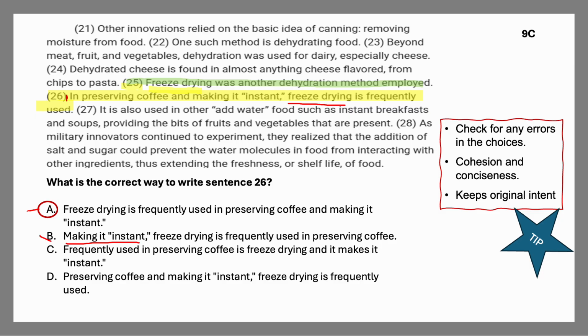And so it's almost kind of changing the overall intent. Same thing with C: frequently used in preserving coffee is freeze drying, and it makes it instant. It's getting lost in this sentence when it's not the main ordeal. And then preserving coffee and making it instant, freeze drying is frequently used. That's kind of the same sentence. They took out "in." And so it's still kind of in the middle there. That would probably be the distractor.